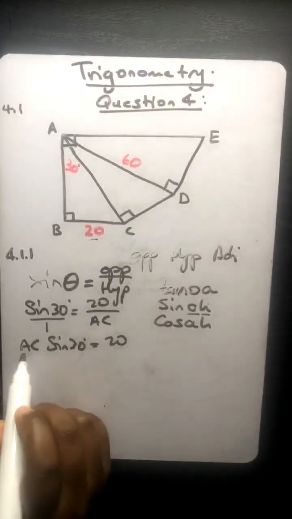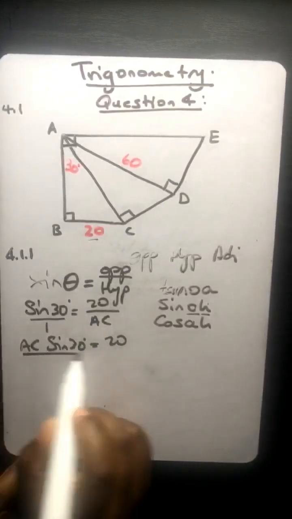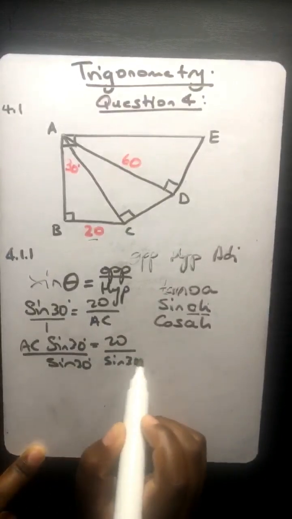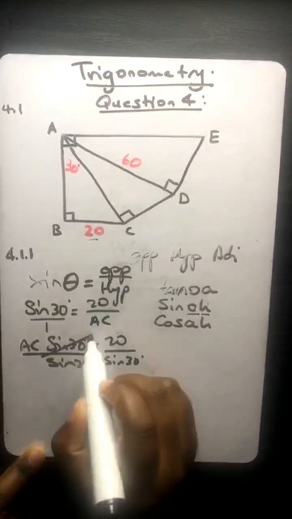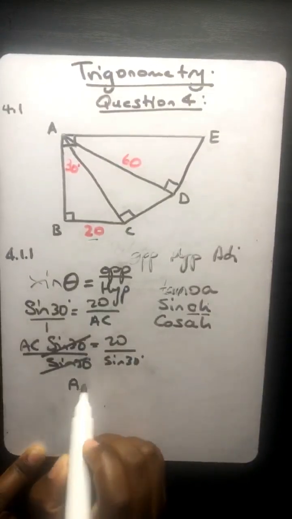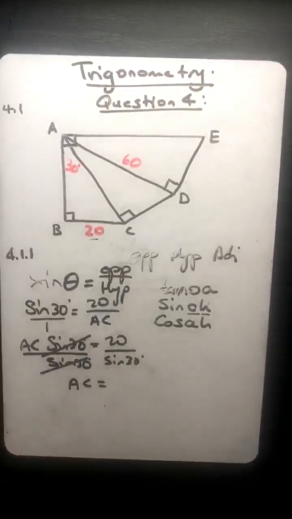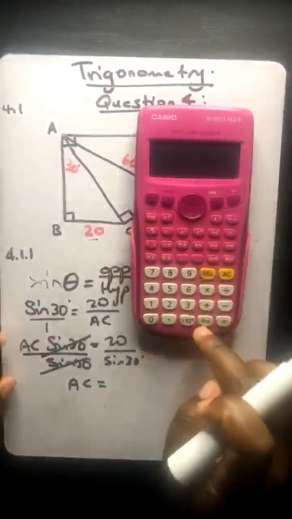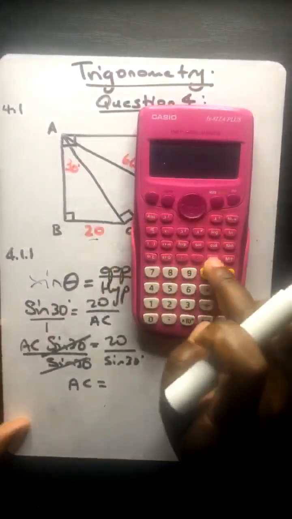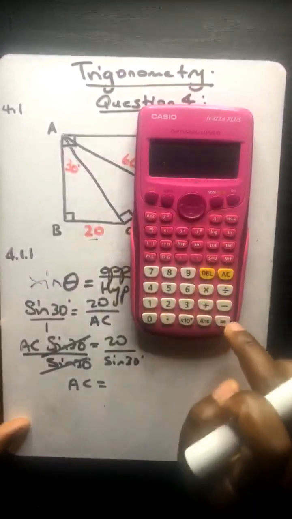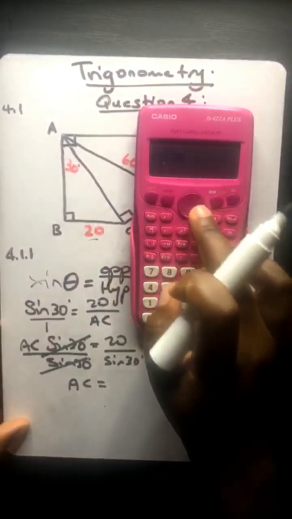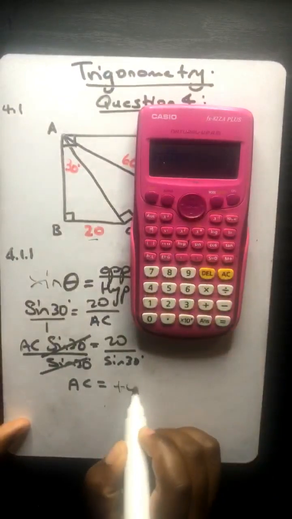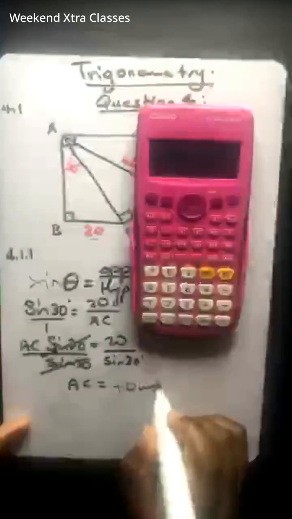But remember, this is what you are looking for. That is why you will deliberately divide both sides by sine of 30 degrees. Why did you have to divide by that? It's so that this cancels and then you remain with AC, which is equals to the answer that you get when you punch all of that. So let's see. You're having 20 over sine of 30 degrees. I might need to close that bracket. I'm getting 40. No, not 40 degrees, but 40 units.